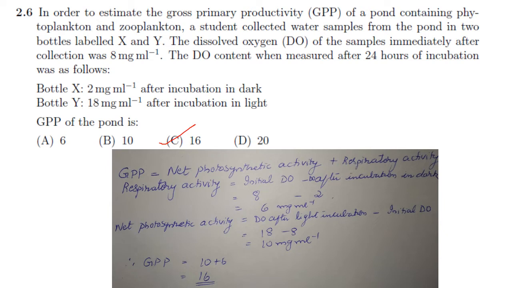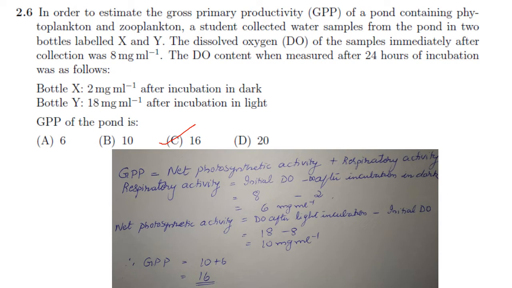Then, in order to estimate the gross primary productivity of a pond containing phytoplankton and zooplankton, a student collected water samples from the pond in two labeled bottles X and Y. The dissolved oxygen of the samples immediately after collection was 8 mg per ml. The dissolved oxygen content measured after 24 hours of incubation was as follows. Bottle X 2 mg per ml after incubation in dark, and bottle Y 18 mg per ml after incubation in light.